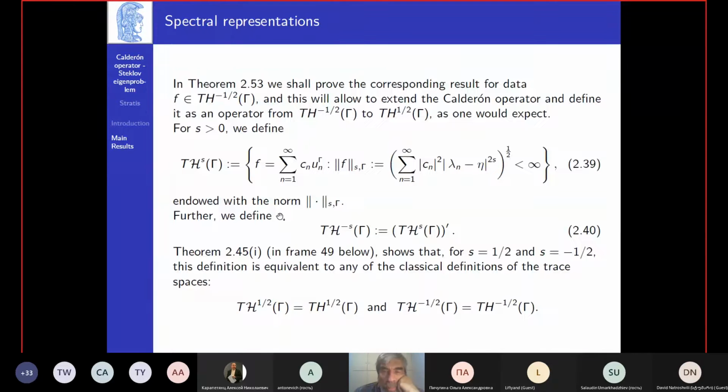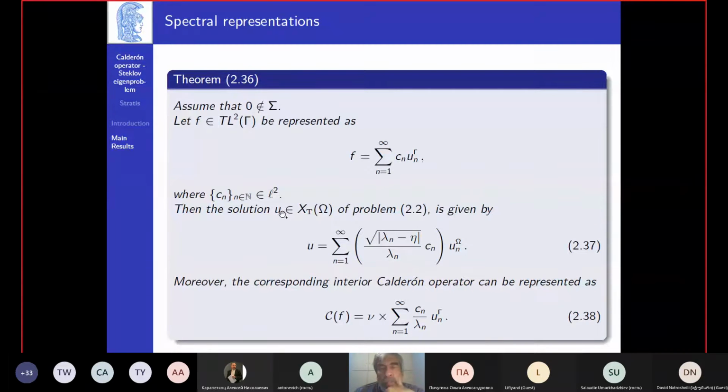And the solution of the problem we considered, our initial problem, is given in this term. There appear these new coefficients that are given in terms of lambda n and of this cn that was in the previous representation. So if f is represented like that, we can represent in a convenient manner u, the solution of the problem, and the corresponding interior Calderon operator is given just by ni cross this series.